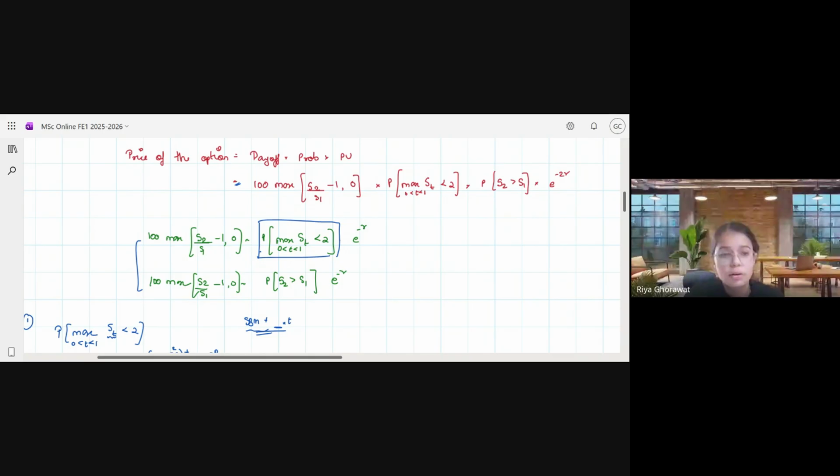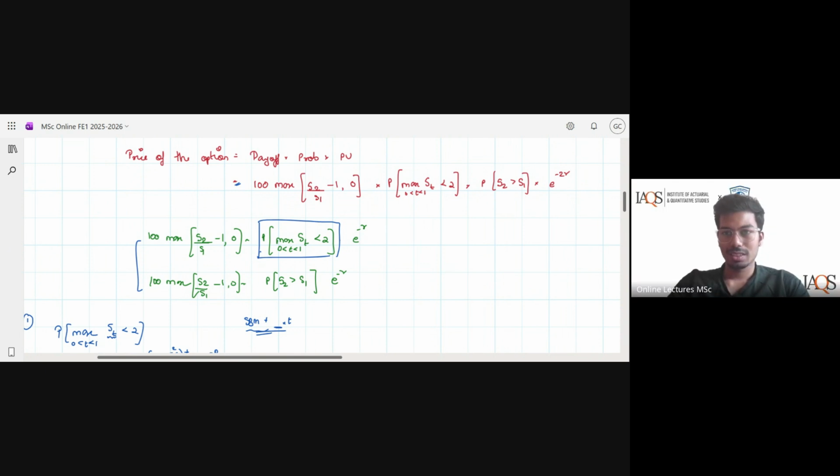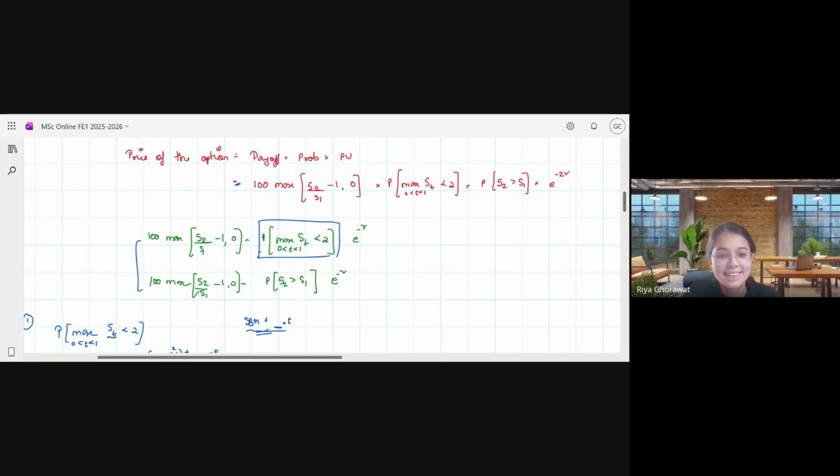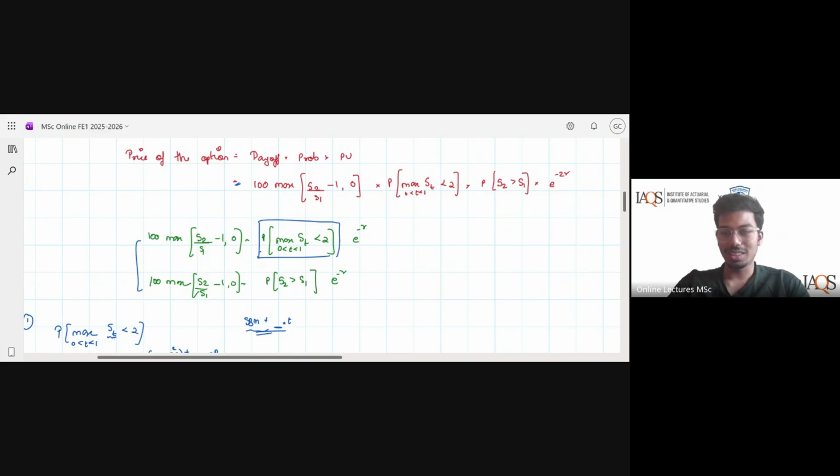So the whole thing that we have done is the first probability only. Yes. Okay. Second probability is where we'll bring in our type one.